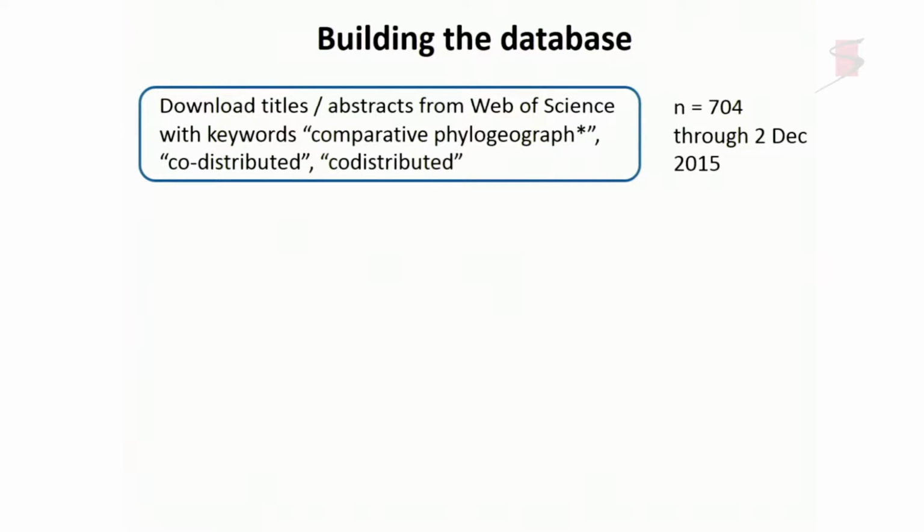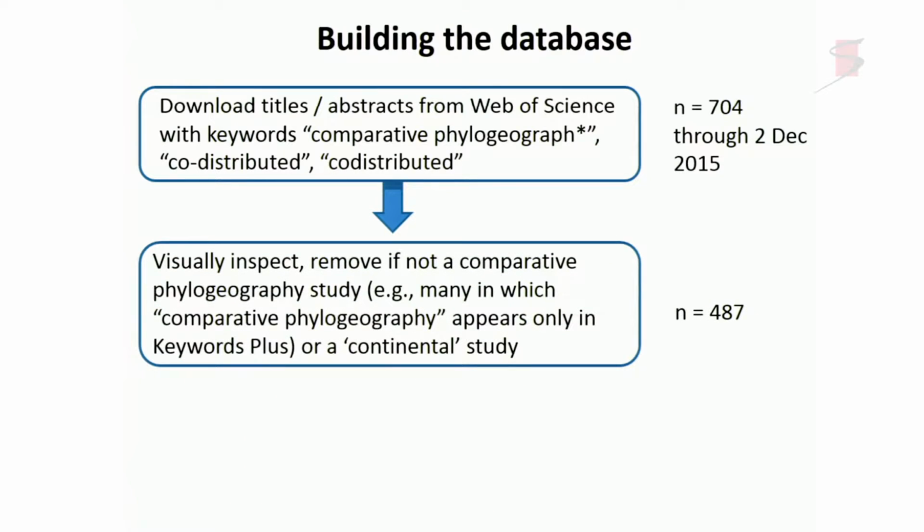How did I do this? I went to the Web of Science, and I downloaded everything that had the words comparative phylogeography, truncated, phylogeographic, phylogeography, and then beyond that, co-distributed, and I came up with about 704 titles and abstracts. Now, I had to then go through and visually inspect that and weed out those that did not apply to continental systems, that were islands and marine systems and so forth.